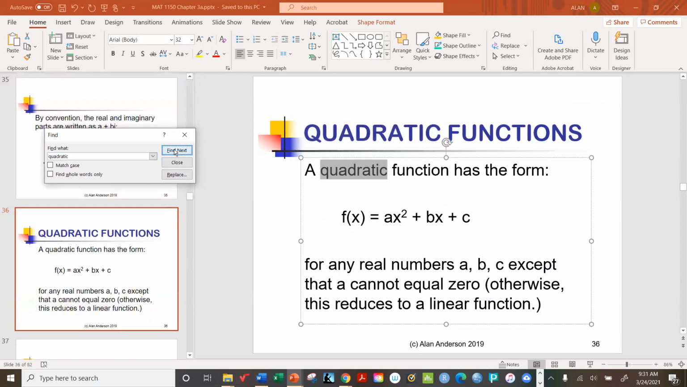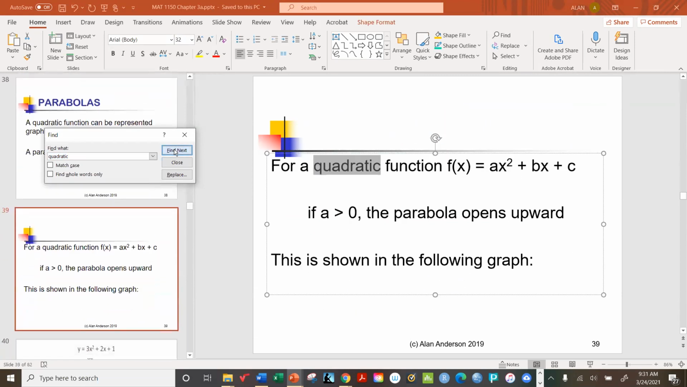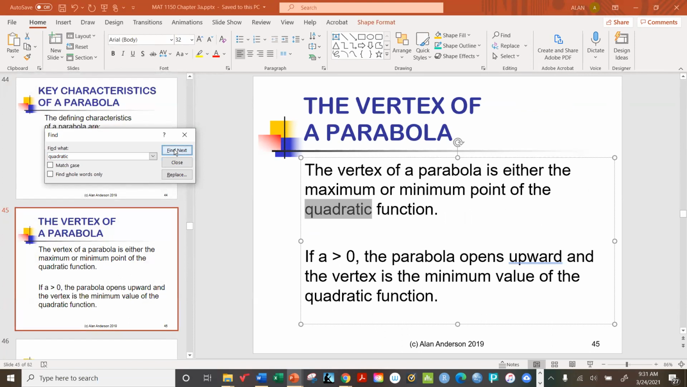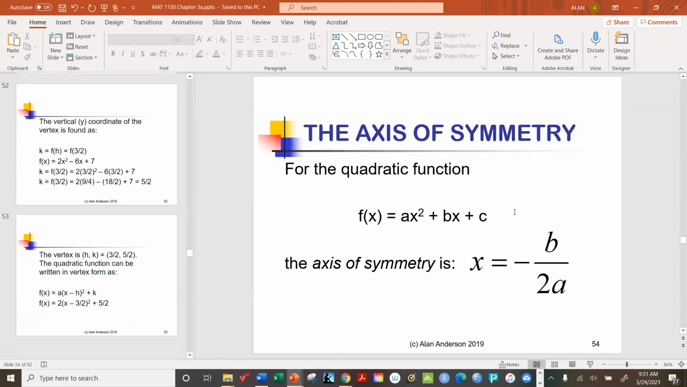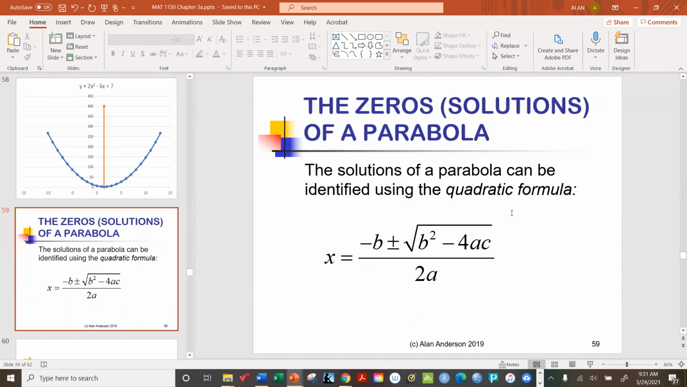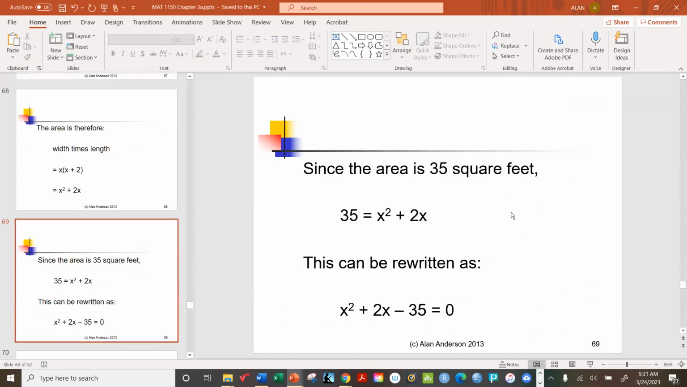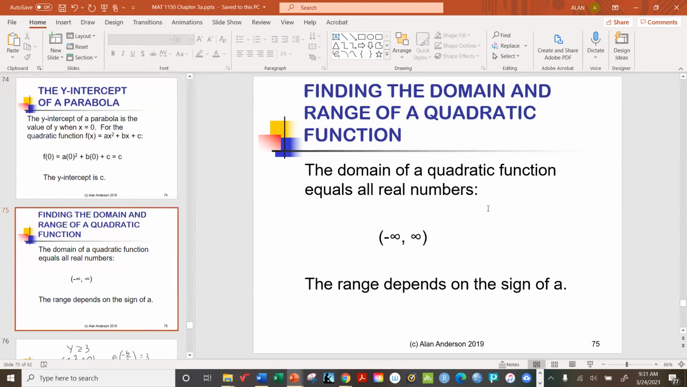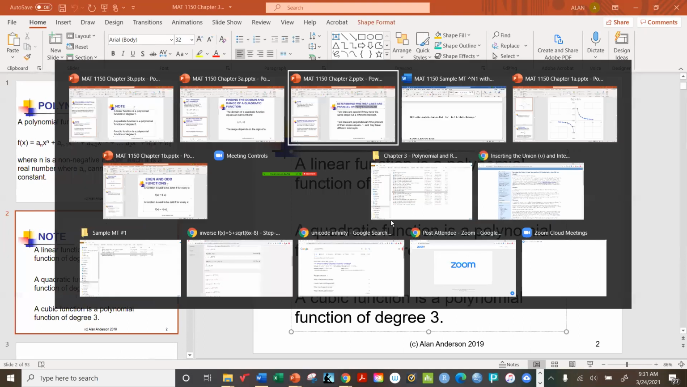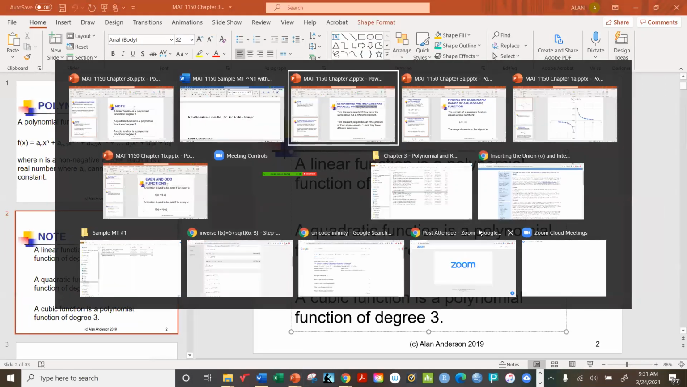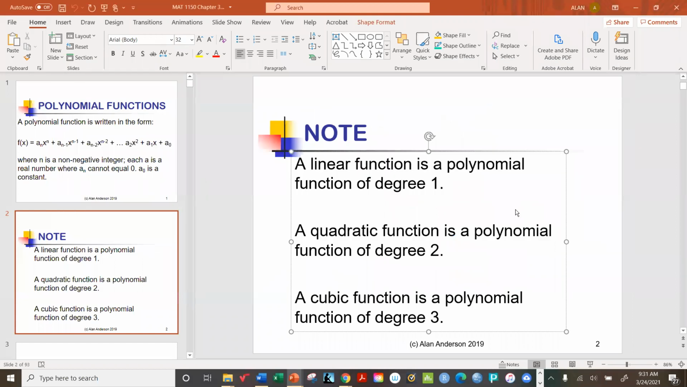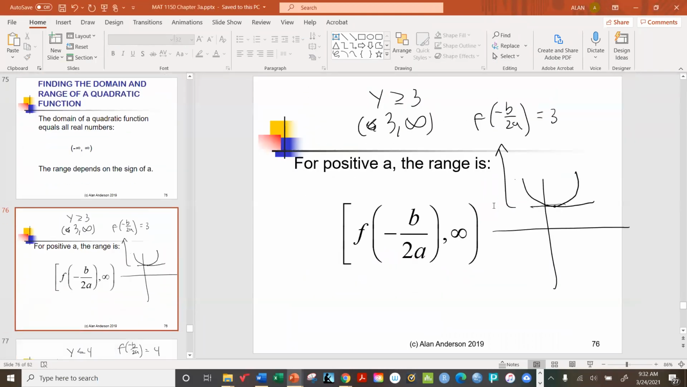Oops, I think I went too far. It's in this neighborhood. Let's just jump ahead here a little bit and find it ourselves. No, here it is. Okay, so they wanted to know the range. Okay, so remember how this works. We've got, in 3A, here it is.